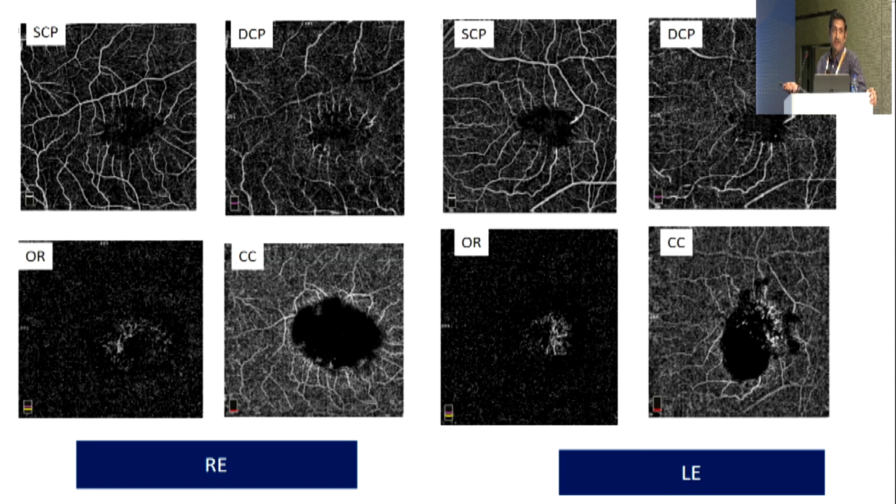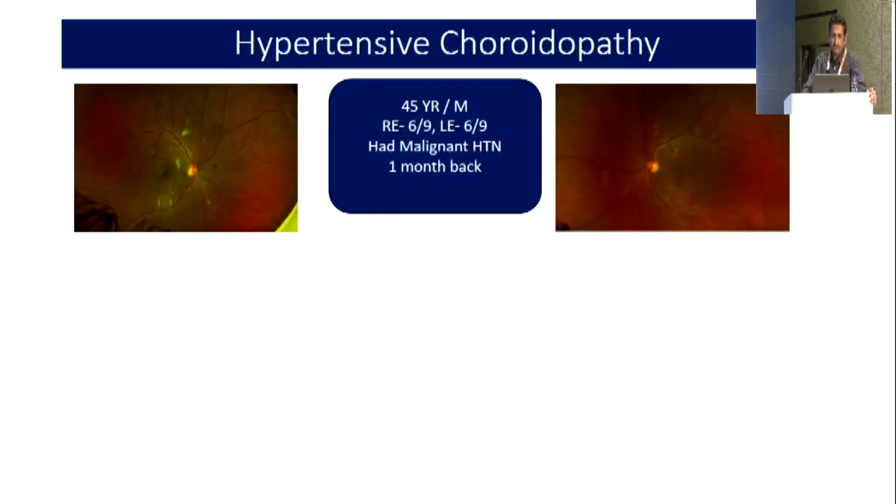OCTA has given us a lot of clues about the pathophysiology of MACTEL. The disease usually starts in the deep plexus, and then it goes to the superficial plexus. So it has been very useful. In this patient, you can see in both the eyes there is a neovascularization. So this patient will need anti-VEGFs.